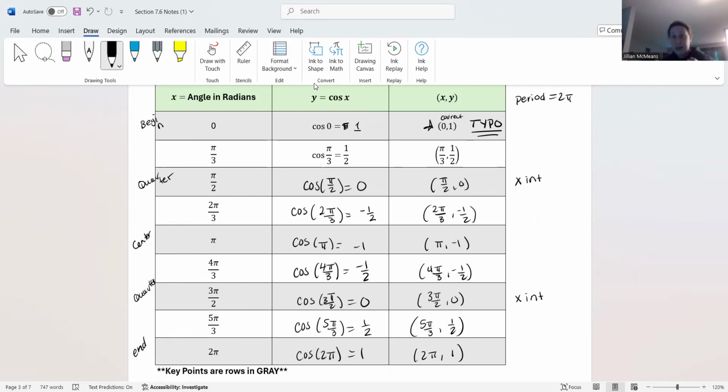So I always think of it as beginning and ending as the ends, and then the center. Those are always going to be the same, and then the quarters are always going to be the same. And in this case, it's the quarters that are the x-intercepts. That's different than sine. In sine, we had the ends and the center being the x-intercepts, so it shifts here.